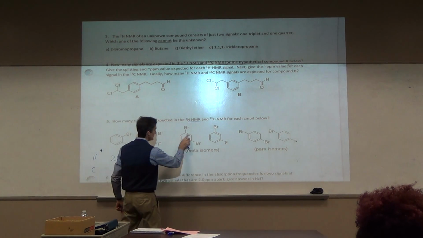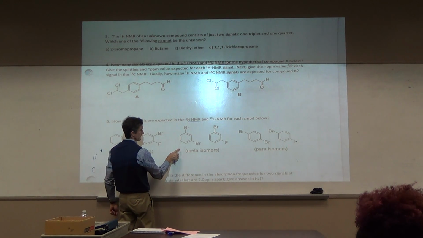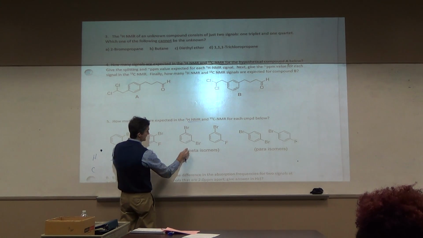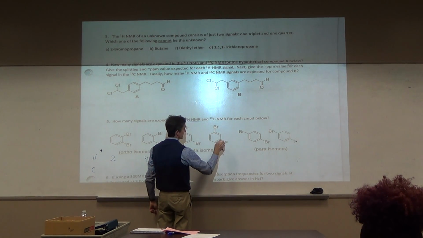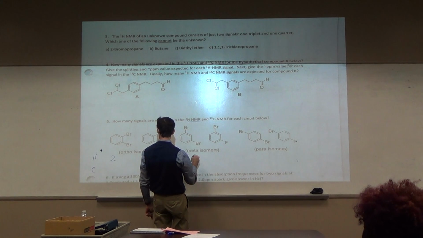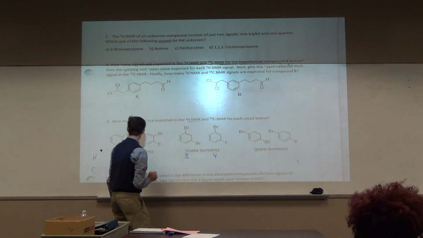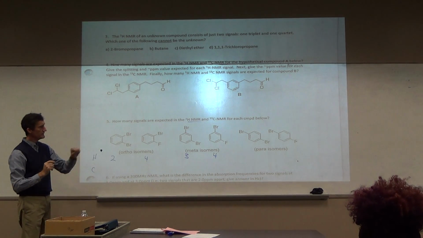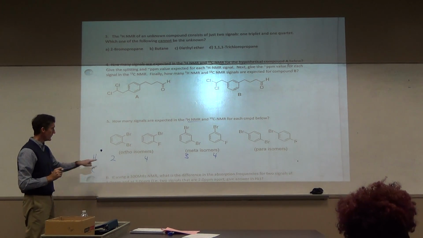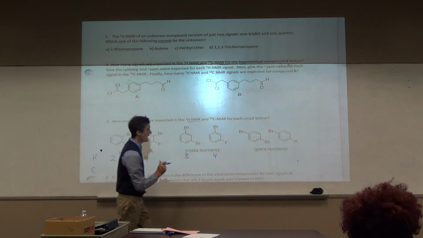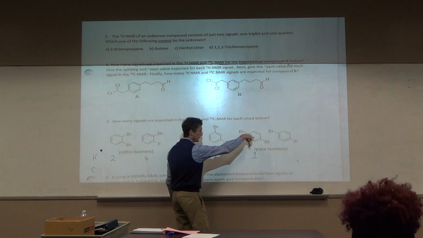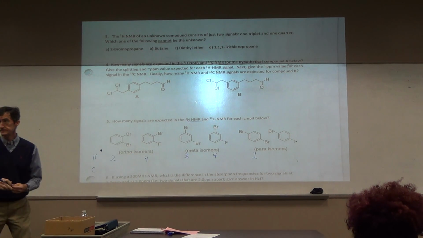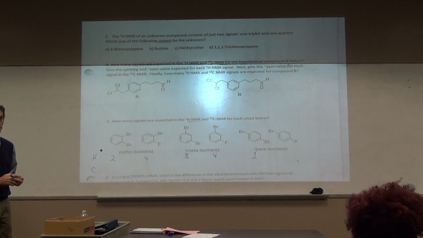How many signals here? That one, and that one. 3. Yes. Here, all 4 are different. My first question was, how many of these will give just 2 signals? So far, only this one. How about over here? How many signals for this? Proton NMR? 1. All 4 H's on that ring are the same because of symmetry, double symmetry.